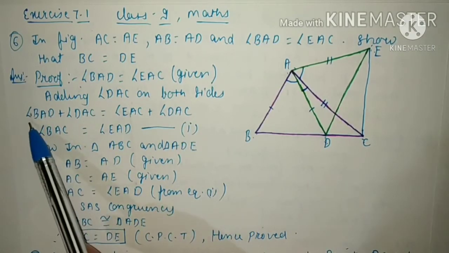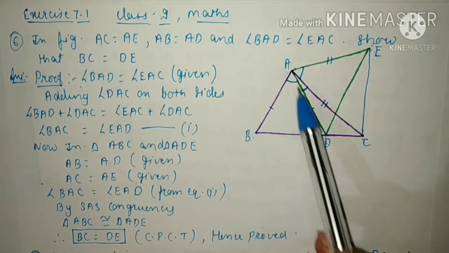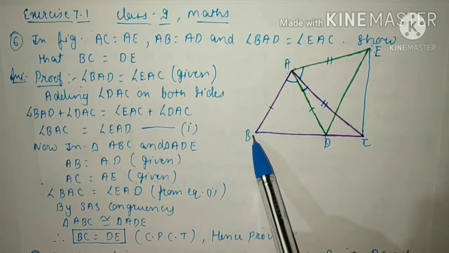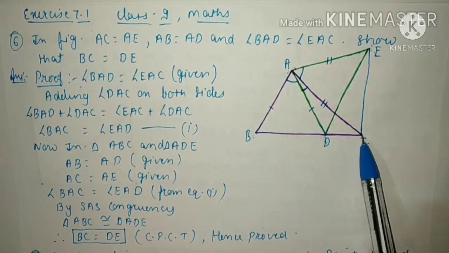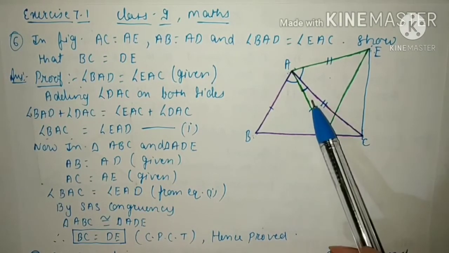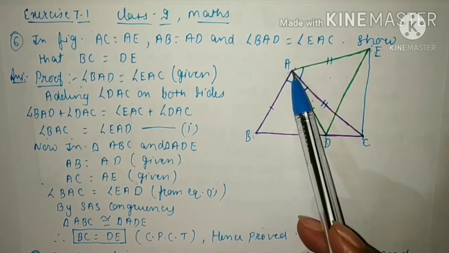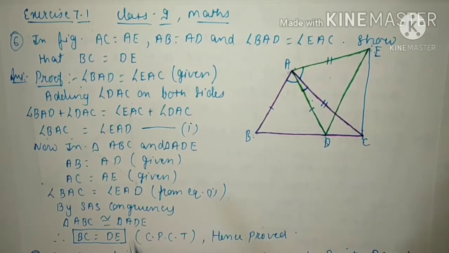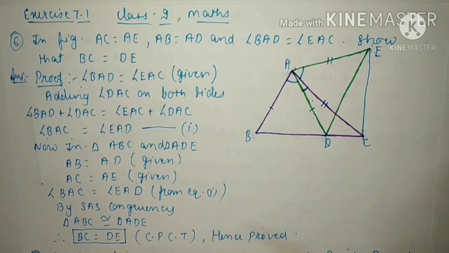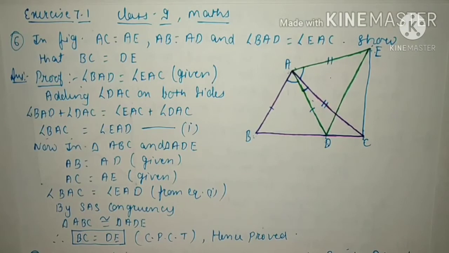Now what is angle BAD plus angle DAC? This is angle BAD and this is angle DAC. The sum of these two will be equal to angle BAC. So here we will write BAC. And the sum of these two angles will be EAD. So here we will write is equal to angle EAD. Now mark this equation as equation number 1.